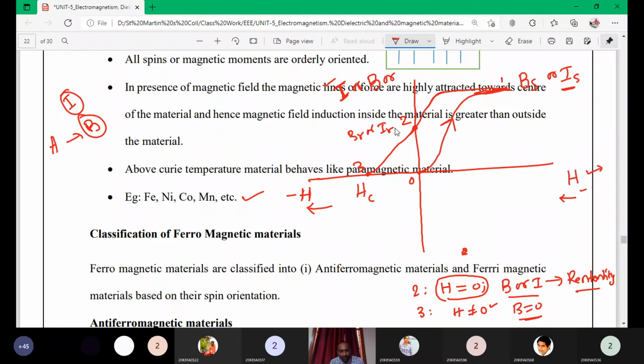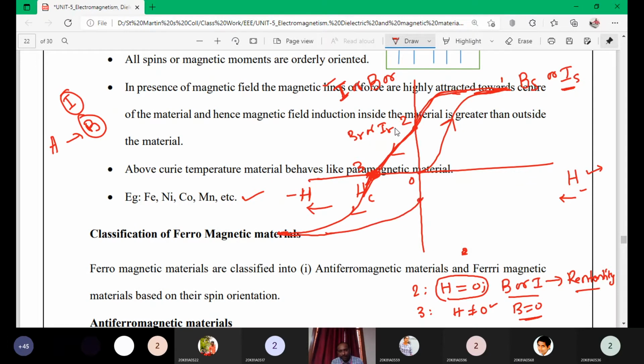Further, we are increasing the negative direction. What happens? B increases again, and it is saturating. After saturation, there is no use of increasing the magnetic field. Then we are reducing the magnetic field. If you reduce it, it does not follow the same path. It follows a different path.